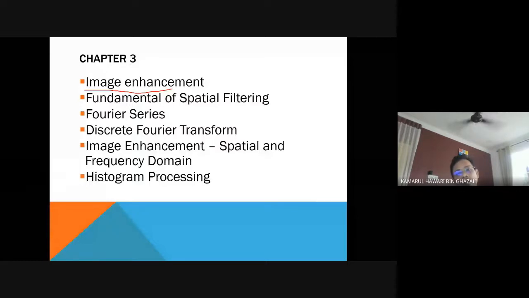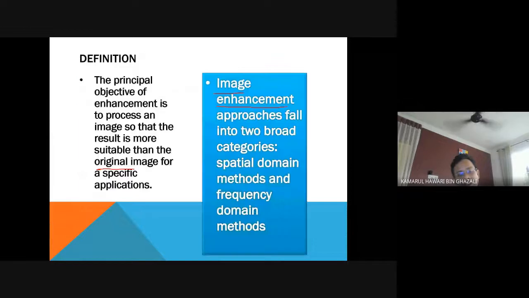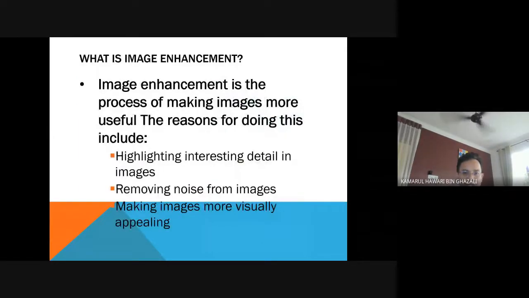Okay. So that's the knowledge sharing. Okay. Image enhancement. Image enhancement is the process of making image more useful. The reason for doing this is we want to highlight interesting detail in the image. We want to remove noise from images. I share with you the project that I'm now doing, still struggling, you know, to find interesting detail in the image, because the region that they call ROI, region of interest, the object or the defect that we want to analyze, is very small, difficult. You have to do a lot of things. So this is what we call highlighting interesting detail in the image.